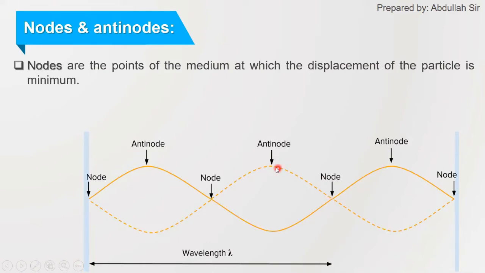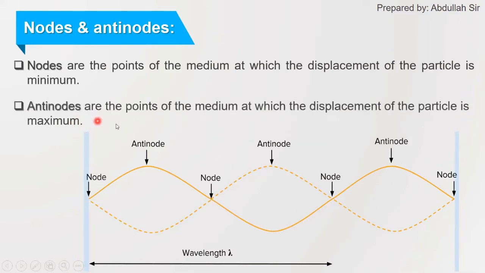And there are certain points of the medium at which particles will cover maximum displacement. These points are called antinodes. Nodes and antinodes are formed alternately when a stationary wave forms in a medium. Antinodes are the points of the medium at which displacement of the particles is maximum. So node, antinode, node, antinode, these points we will get alternately. After a node you are going to get an antinode, and after an antinode you are going to get a node.